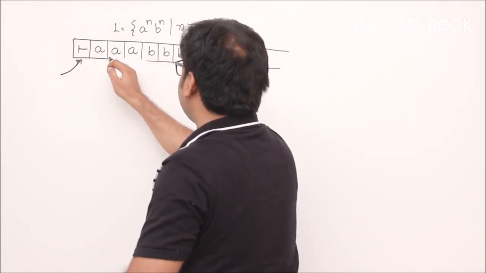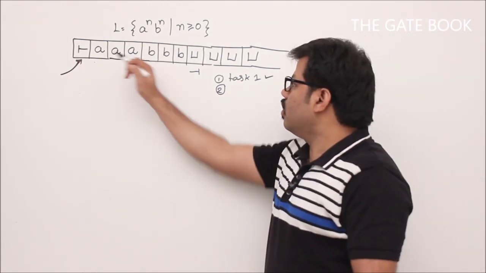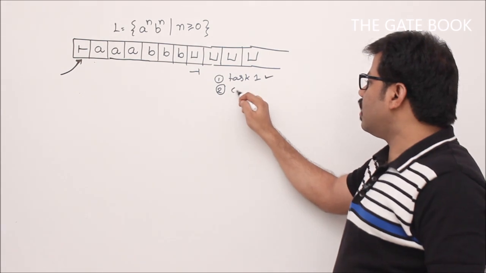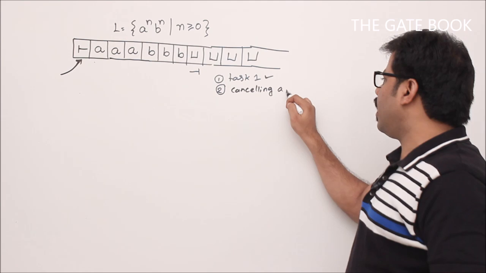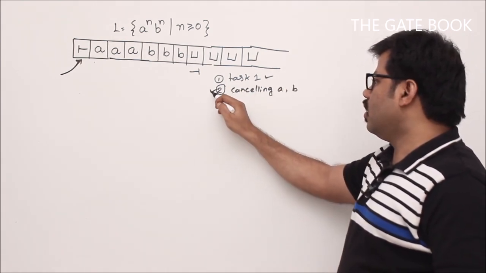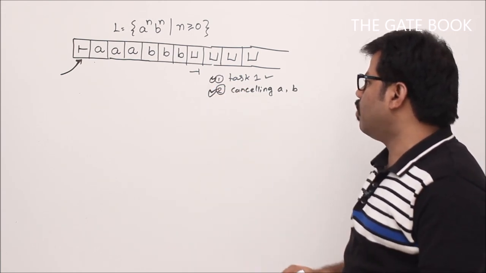Step number one, first of all, let me do this small job. Task number one. What is this task number one? First, finding the right end marker. The second thing is cancelling equal numbers of a's and b's, cancelling a with b. This is a little bit complicated task, but task number one is very easy. Let's do task number one first.